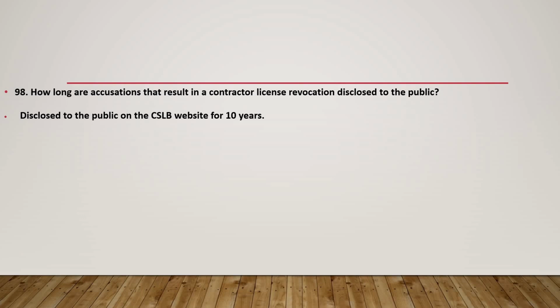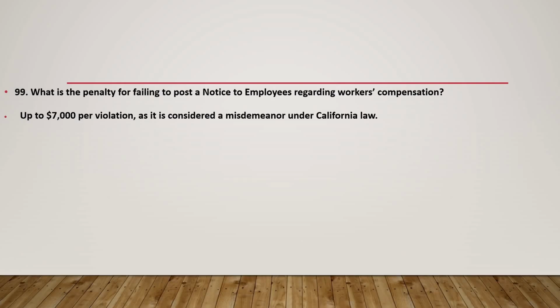98. How long are accusations that result in a contractor license revocation disclosed to the public? Disclosed to the public on the CSLB website for 10 years. 99. What is the penalty for failing to post a notice to employees regarding workers' compensation? Up to $7,000 per violation, as it is considered a misdemeanor under California law.